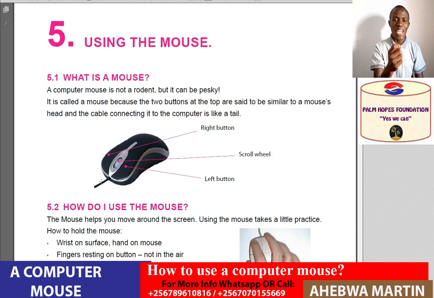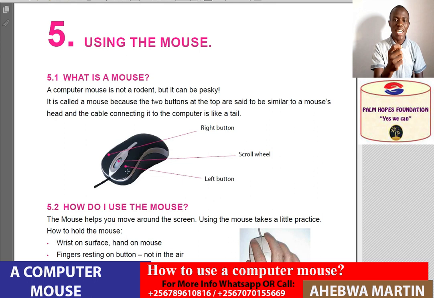They're saying that the mouse helps you move around the screen. Using the mouse takes a little practice. How to hold the mouse. They are saying that a mouse is very simple to use compared to a touchpad. The touchpad is the mouse of the laptops, whereas the other one is for the desktops. Desktops, I mean these computers which normally sit on the office table. But the laptops are the ones we carry on a daily basis, so they are easily transferable, they are portable compared to the desktops.